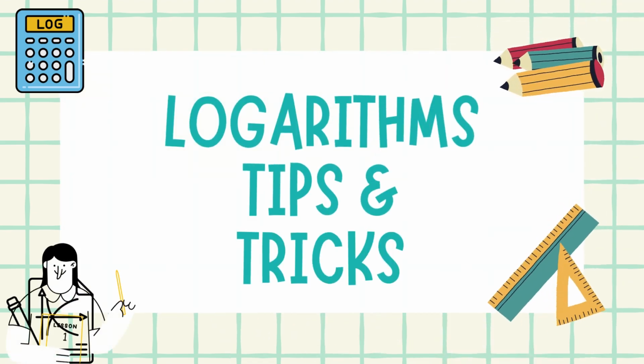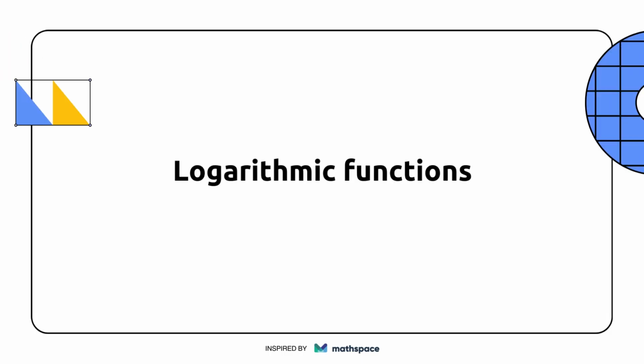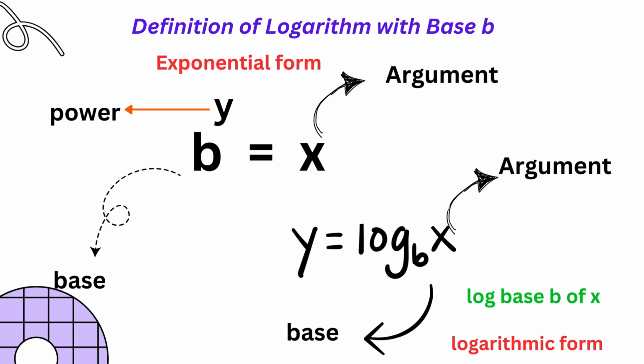Logarithm tips and tricks. Logarithmic functions. Definition of logarithm with base b. Consider the exponential form as b power y equals x. Here b is the base, y is the power, and x is the argument. The logarithm form for this is given by y equals log base b of x.